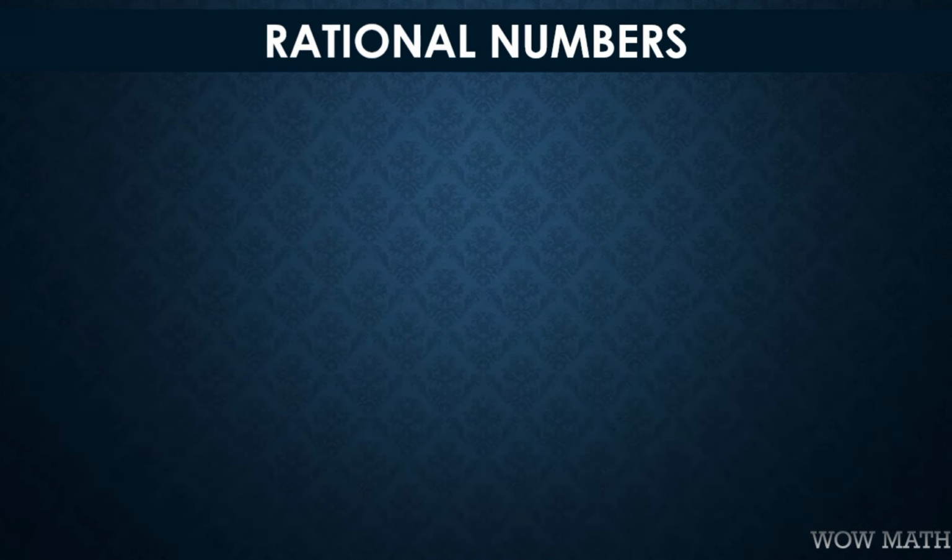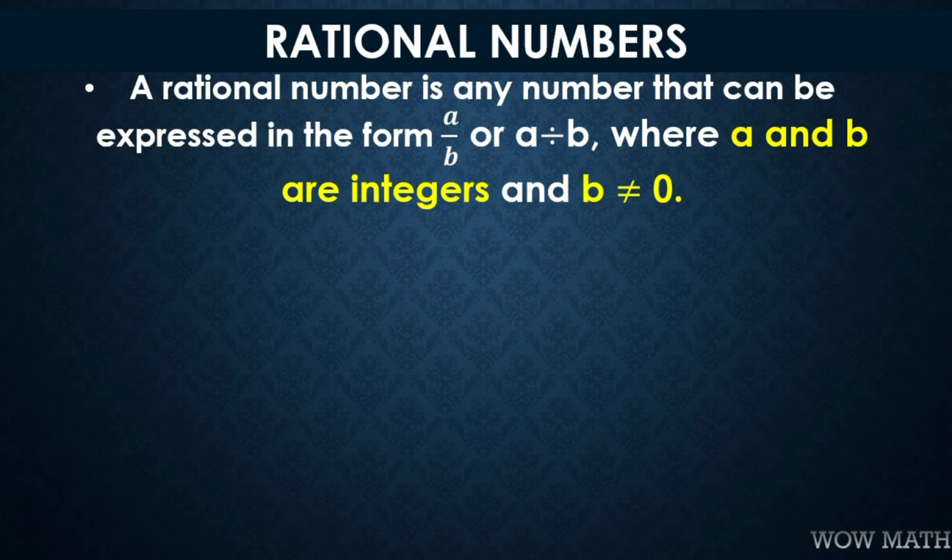Let's have an example and define what a rational number is. A rational number is any number that can be expressed in the form a over b, or a divided by b, where a and b are integers and b should not be equal to 0. Let me repeat, your a and your b, or your numerator and denominator, should be integers and your b should not be equal to 0 so that your rational number would not become undefined.